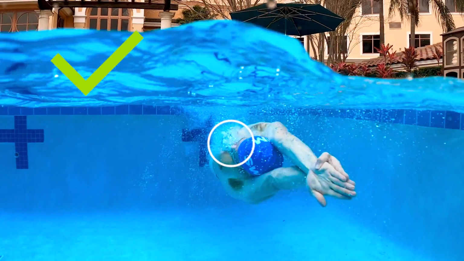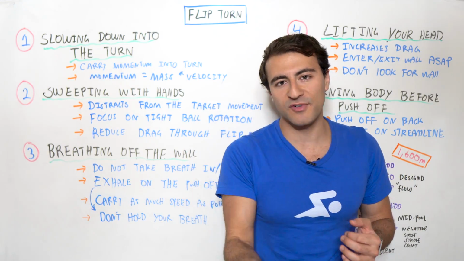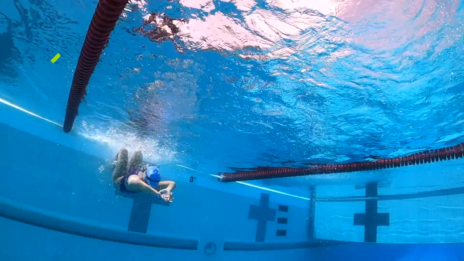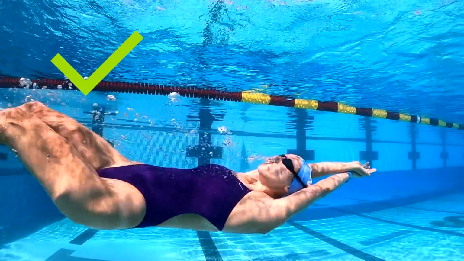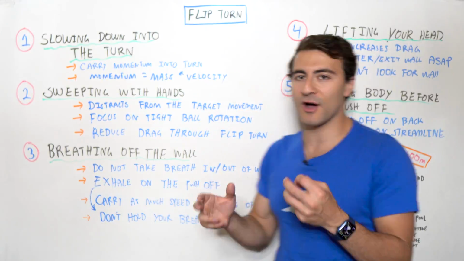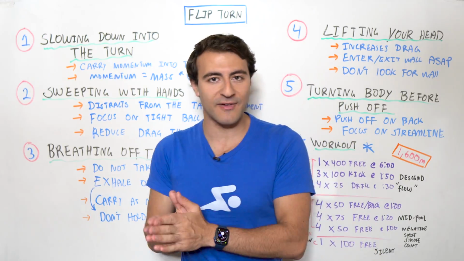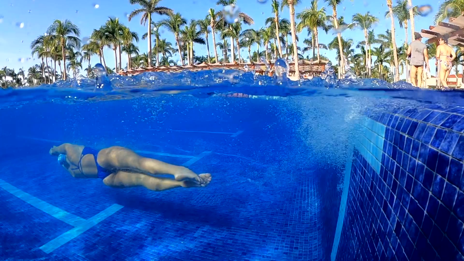So you don't want to be holding your breath necessarily underwater. If anything, once you push off, you have a slow exhale out of your nose, and this takes training and you have to moderate that. But remember, the goal here in the flip turn is to carry as much speed as possible off the wall. You will never swim faster than you are when you push off the wall. The only exception to that is when you dive in.